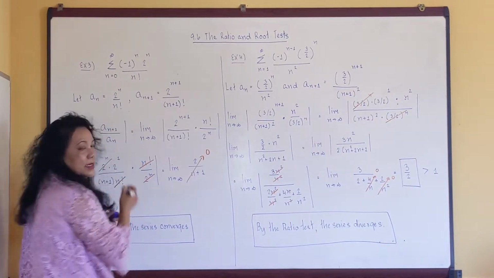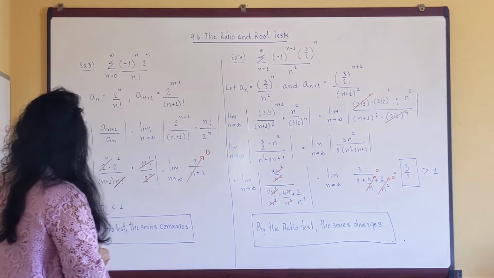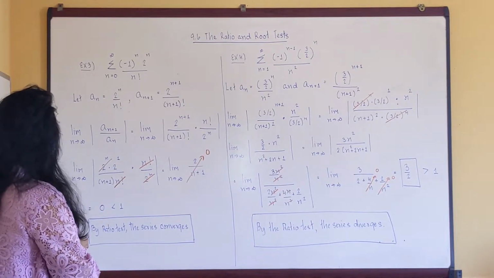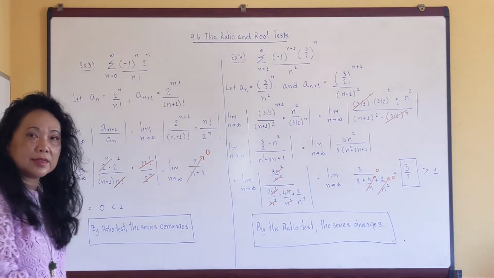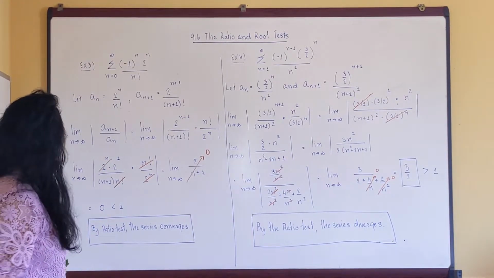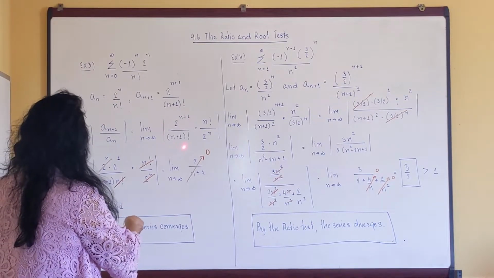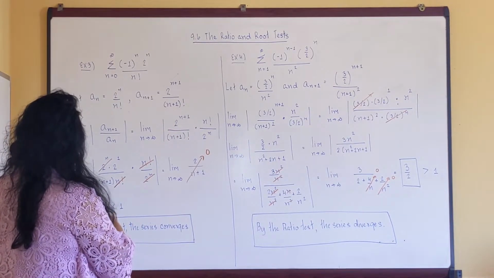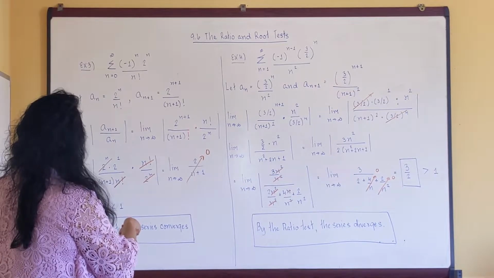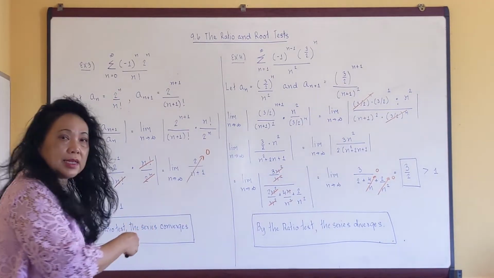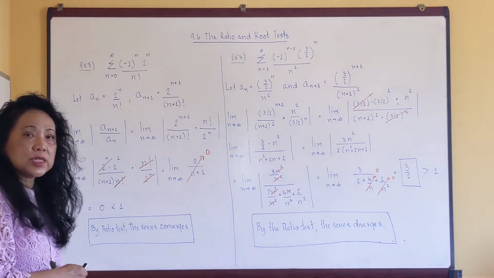Plus 1. Alright. So the a sub n plus 1 is going to be on the numerator. A sub n is going to be on the denominator. So again, this is my a sub n plus 1. Instead of divide, I change it to multiplication by the reciprocal of the second term. Now I need to simplify this.